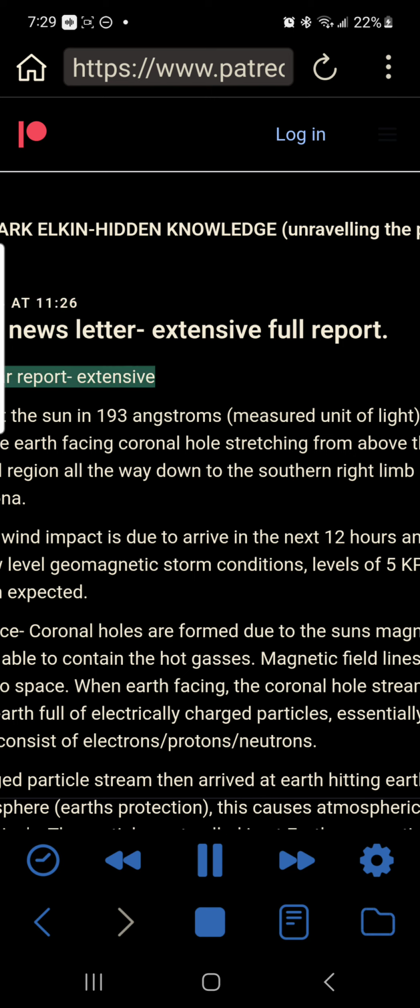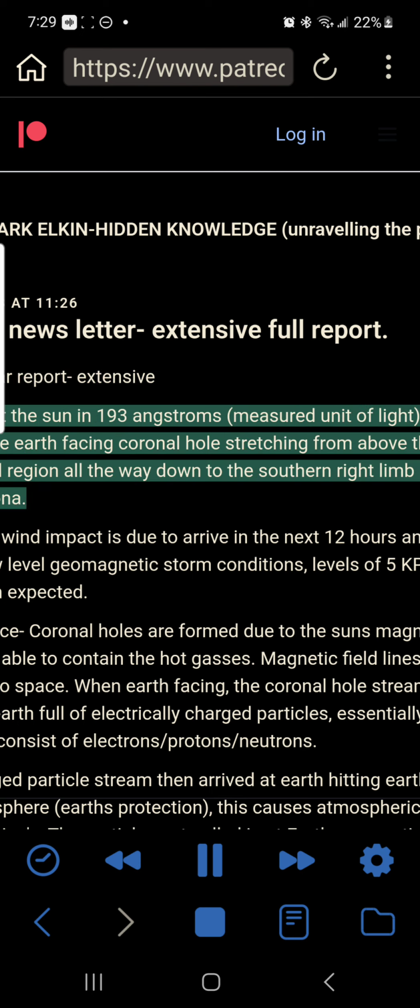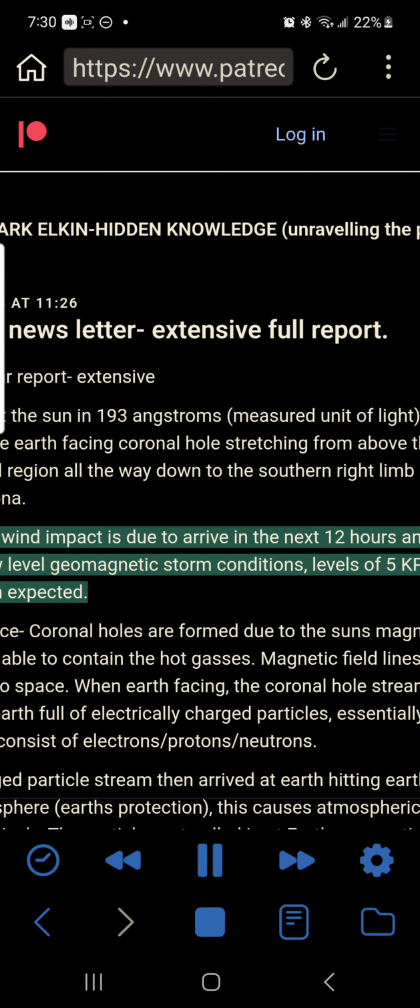Earth, Solar Report Extensive. Looking at the Sun in 193 angstroms, measured unit of light, we can see a large Earth-facing coronal hole stretching from above the equatorial region all the way down to the southern right limb of the Sun's corona. The solar wind impact is due to arrive in the next 12 hours and will cause low-level geomagnetic storm conditions, levels of 5 kp maximum expected.